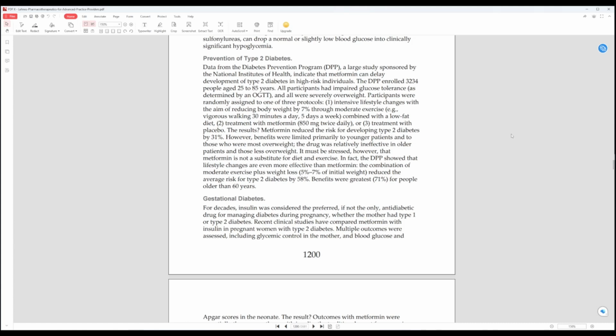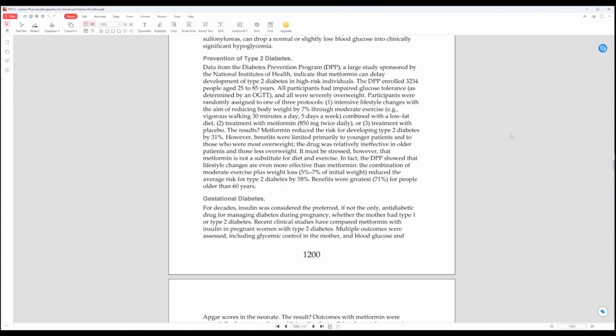Participants were randomly assigned to one of three protocols. First, intensive lifestyle changes with the aim of reducing body weight by 7% through moderate exercise, combined with a low-fat diet. Second, treatment with metformin, and third, treatment with a placebo. The result: metformin reduced the risk for developing type 2 diabetes by 31%.